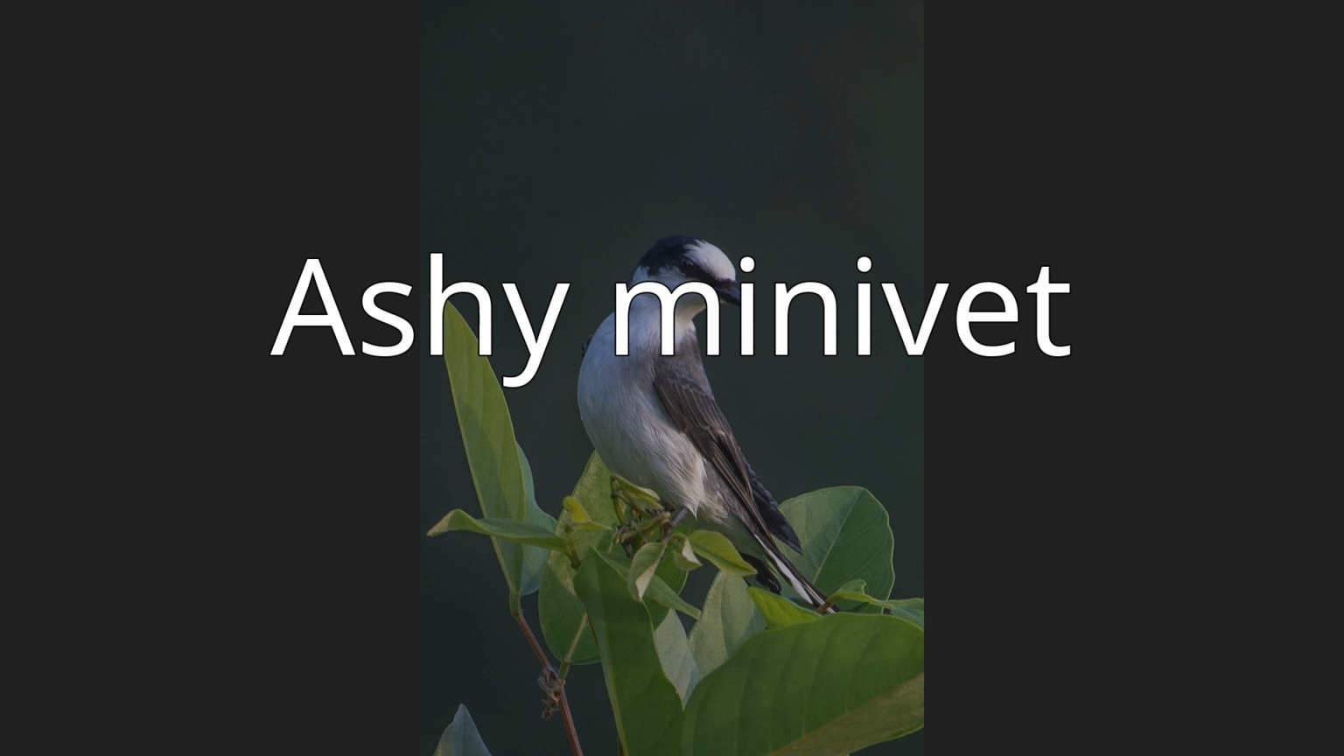Ashy minivet. The ashy minivet, Pericrocotus divaricatus, is a passerine bird of Eastern Asia belonging to the minivet genus Pericrocotus in the cuckooshrike family Campephagidae. While most of the minivets have shades of yellow, orange, and red in their plumage, this species has only grays, whites, and blacks. The male is distinctive with a white face and black nape, although females can be confused with the female of the brown-rumped minivet.